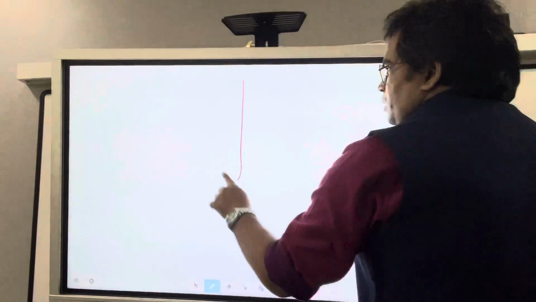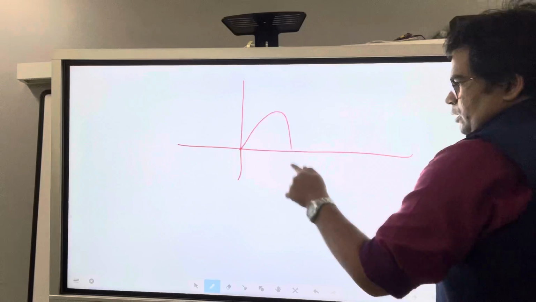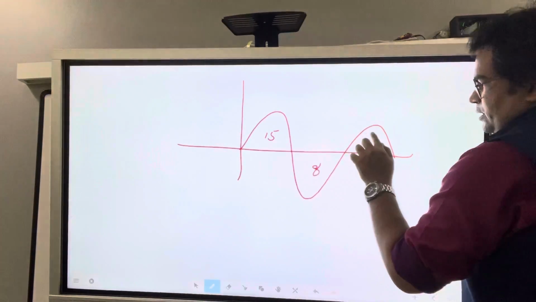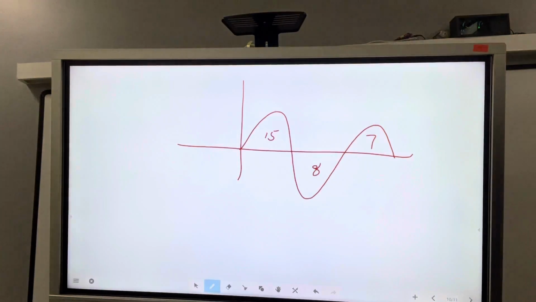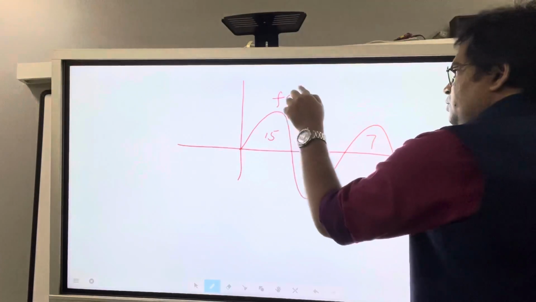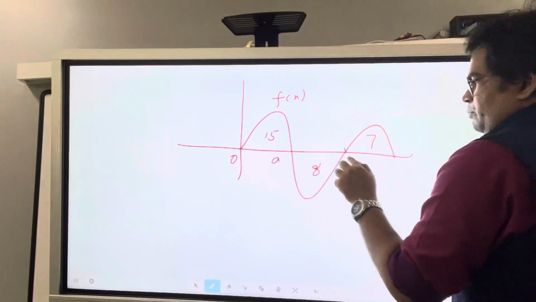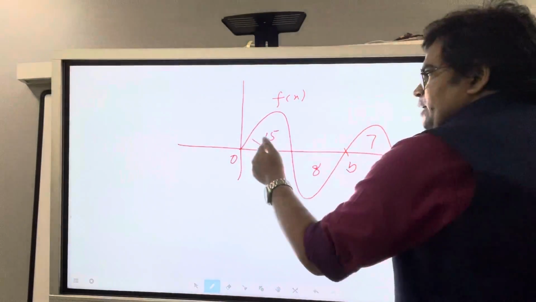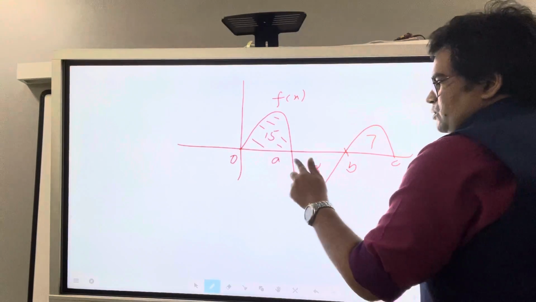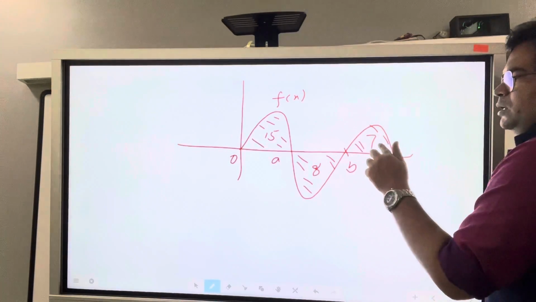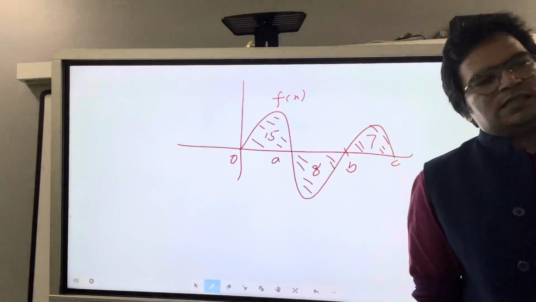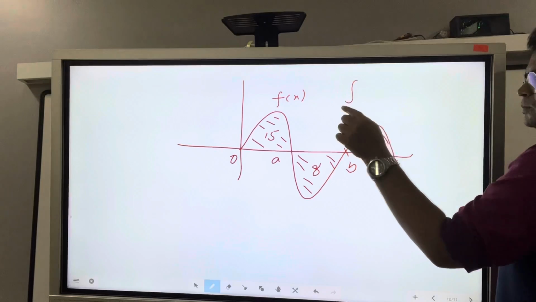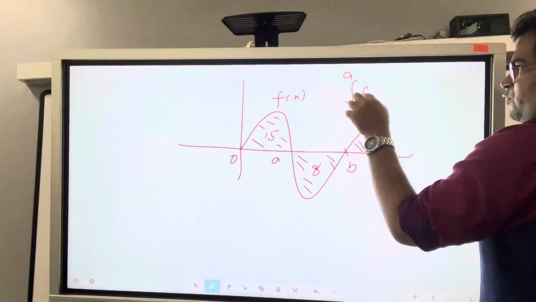Suppose now, a very common question is that they ask you, if this is, let's say, part of the graph, suppose this is 15, this is 8, and this is 7, consider this is unsymmetrical, and this is given as the function f of x from 0 to a, b, and c. Now if they ask us that suppose this particular area is 15 units squared, this area is 8 units squared, this area is 7 units squared, what exactly is the value of the integral from 0 to a of f of x?